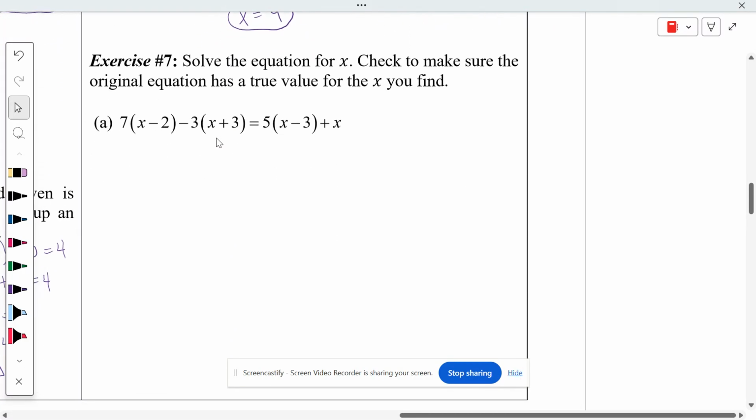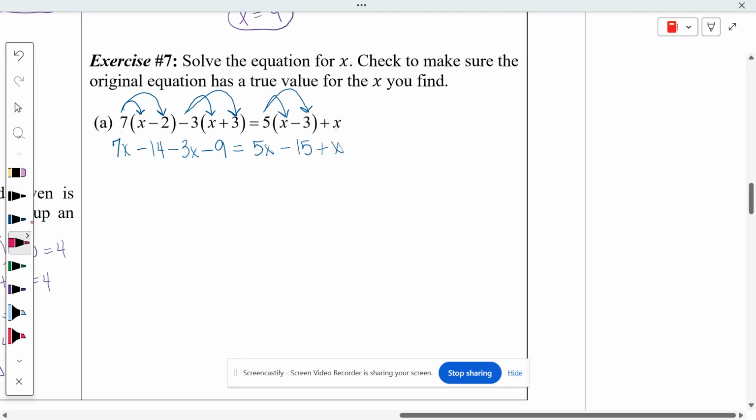Example number 7. Same thing. We're going to solve and do the check. I'm going to distribute right here. 7 times x is 7x. 7 times negative 2 is negative 14. Negative 3 times x is negative 3x. Negative 3 times positive 3 is negative 9 equals 5 times x is 5x. 5 times negative 3 is negative 15 plus x.